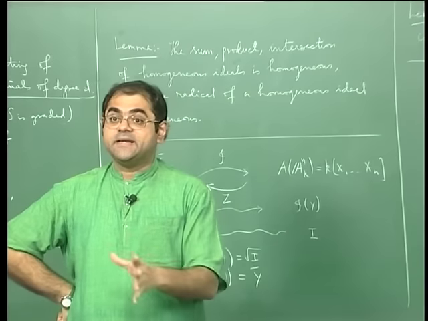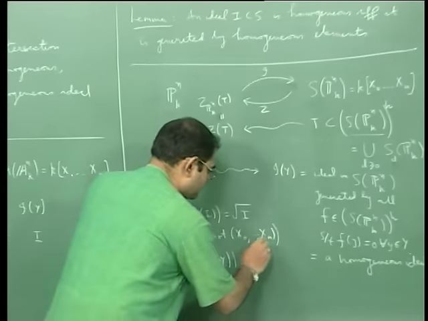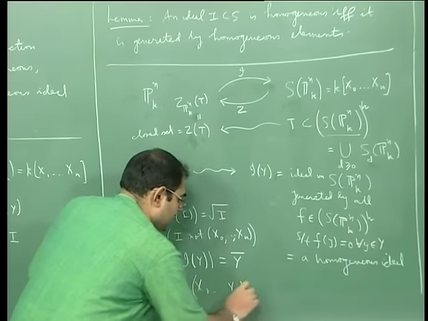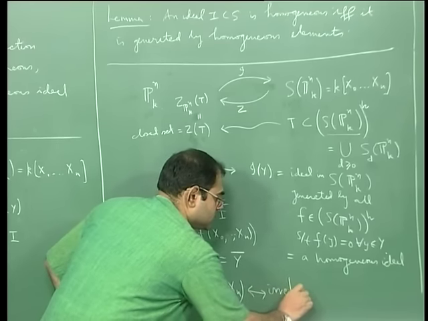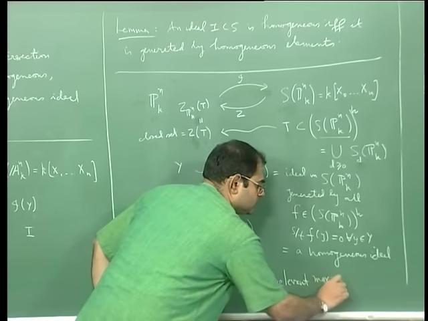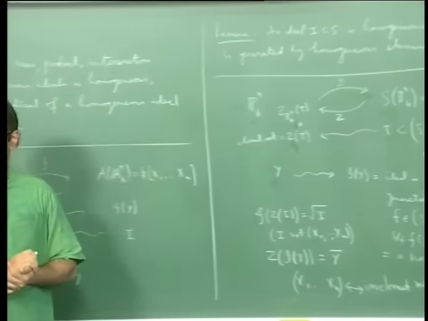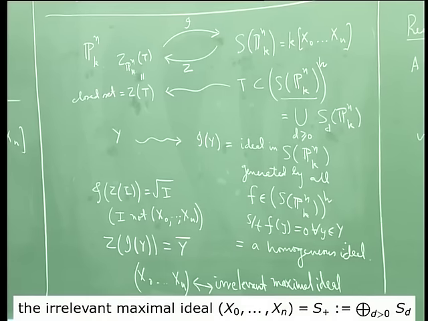this particular ideal generated by all these variables is given a very special name. It's called the irrelevant maximal ideal. X0 through xn is called the irrelevant maximal ideal, and it's a homogeneous ideal. But then the homogeneous ideals we are interested in are everything except that, and that's why it's called irrelevant.